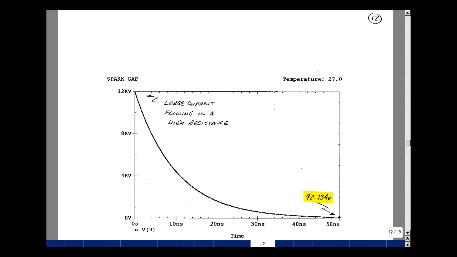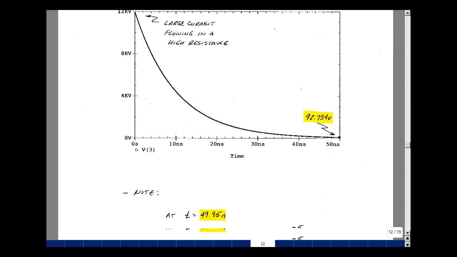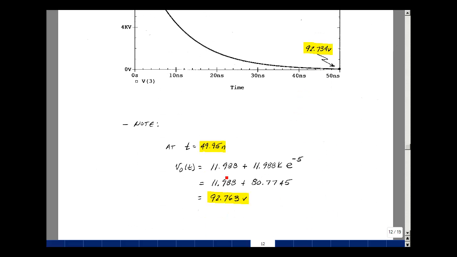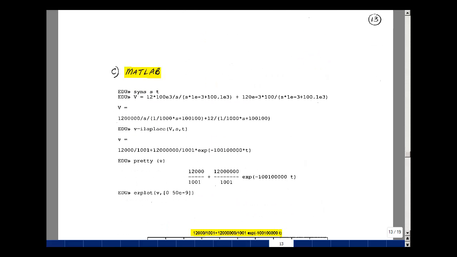Let's just check this one point in our equation just to see if that is exactly what's happened. Let's take our equation for V out of t, which is 11.988 plus 11.988k times e to the minus t over tau. Now we're going to pick 5 as the ratio. In other words, plugging in t equal to 49.95 nano divided by the time constant, which was 9.99 nanoseconds, you get minus 5. That turns out to be 80.7745. You would predict 92.763 volts at that instant in time, and we measured in SPICE at 92.734. So again, pretty close. The default accuracy of SPICE is 0.1%, and we can make that tighter, but that's pretty much the same result. Our final task is to use MATLAB to verify our results.